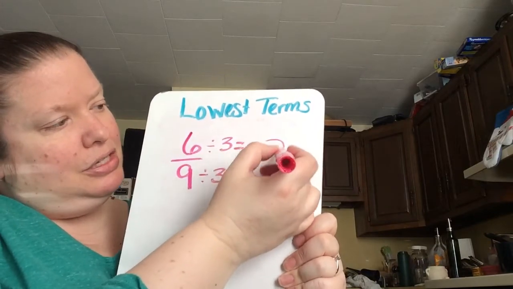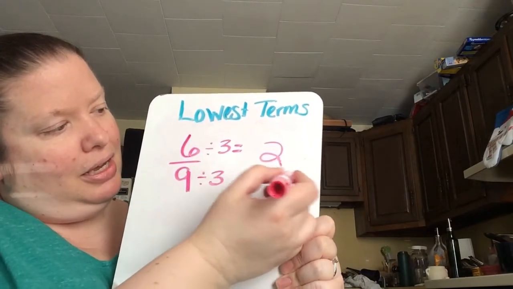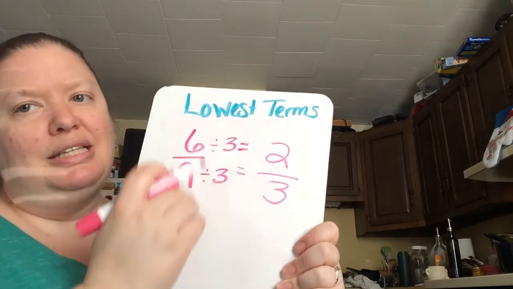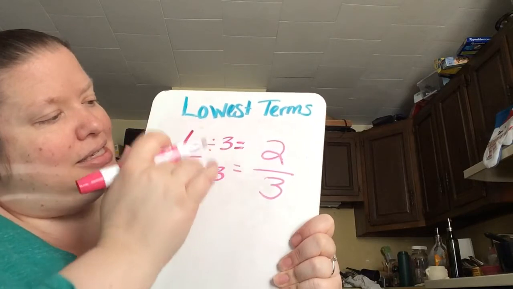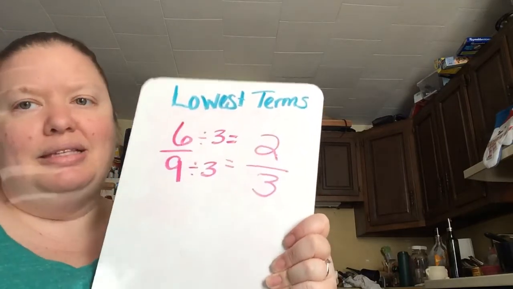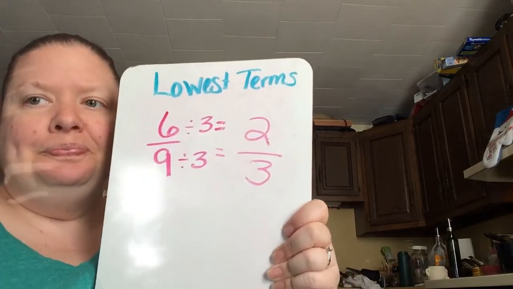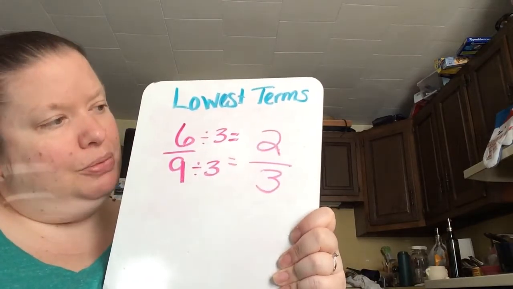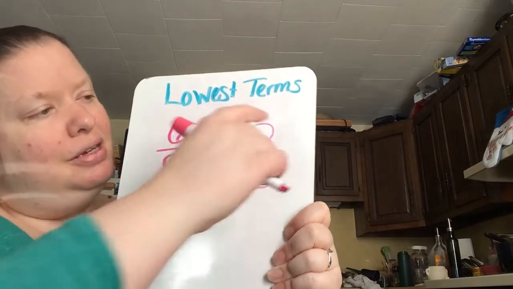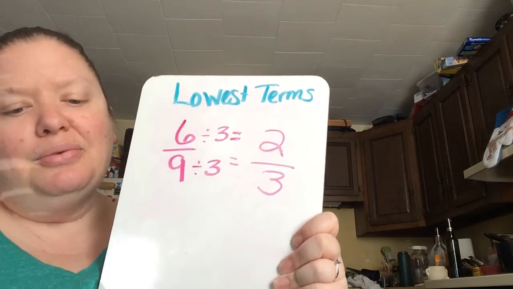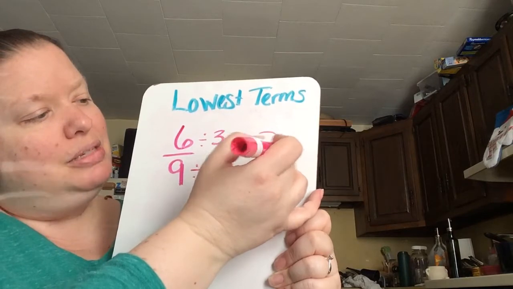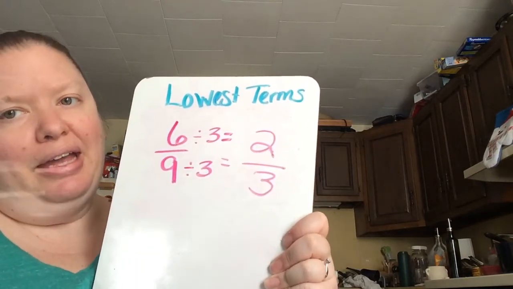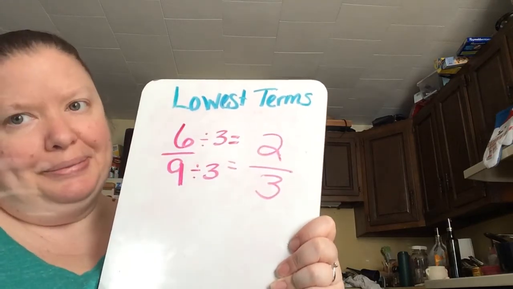6 divided by 3 is 2, 9 divided by 3 is 3. So 2/3 is an equivalent fraction to 6/9, and what I've done is I have gotten 6/9 as small as they can get. So I have found a fraction that is in lowest terms. The numbers are as small as they can get. In other words, there's nothing I can divide 2/3 by to get those numbers any smaller.